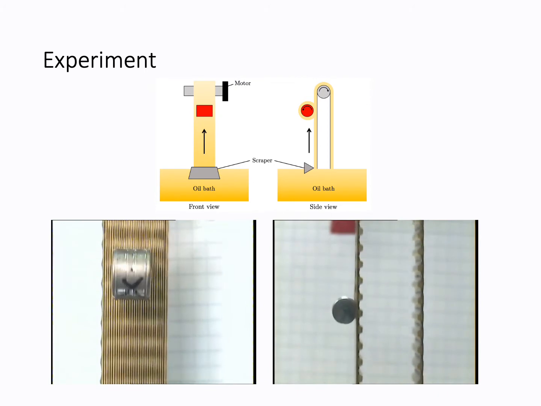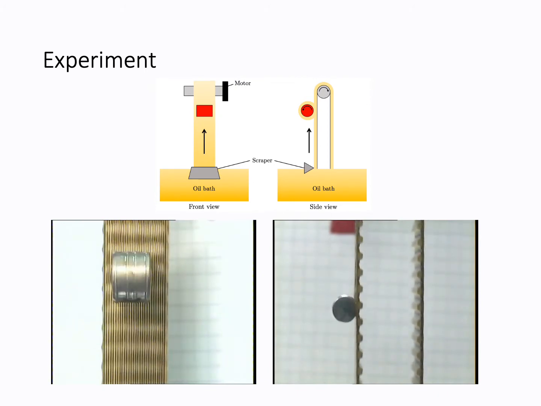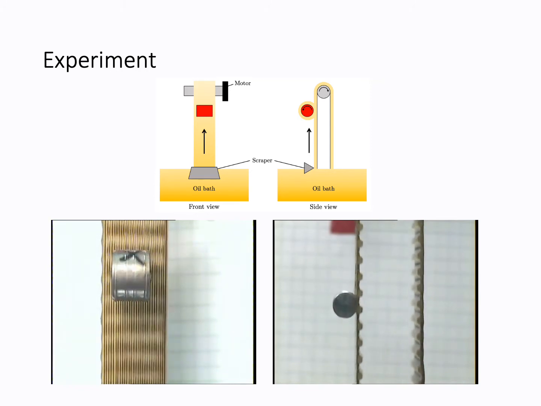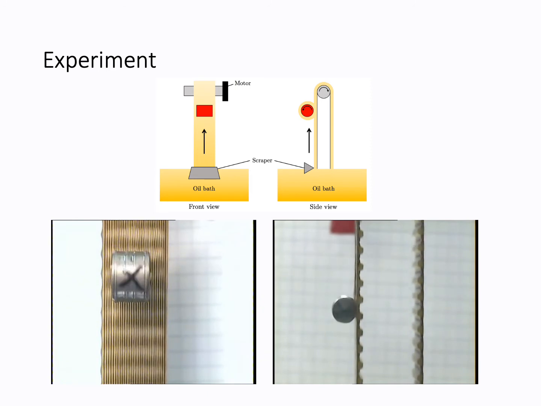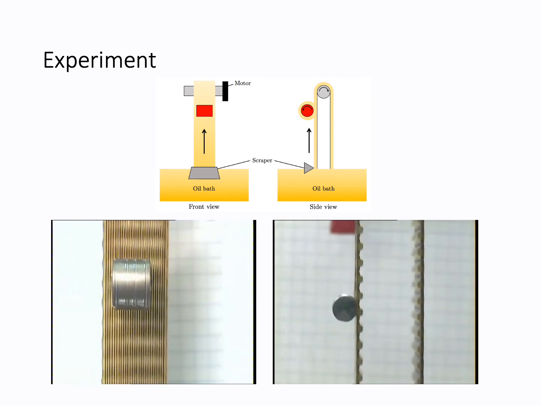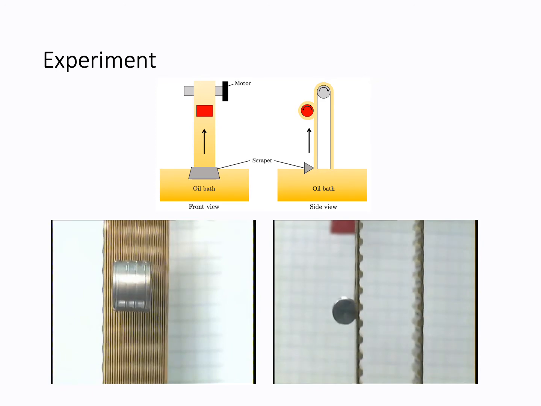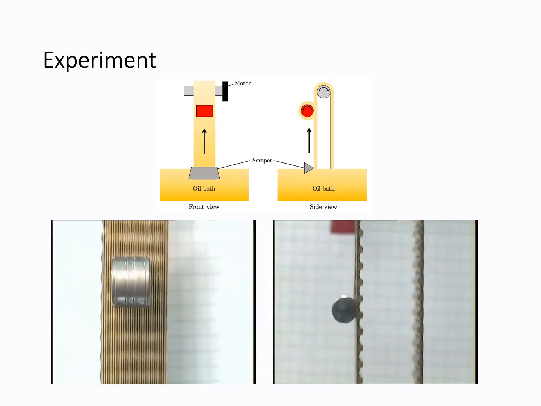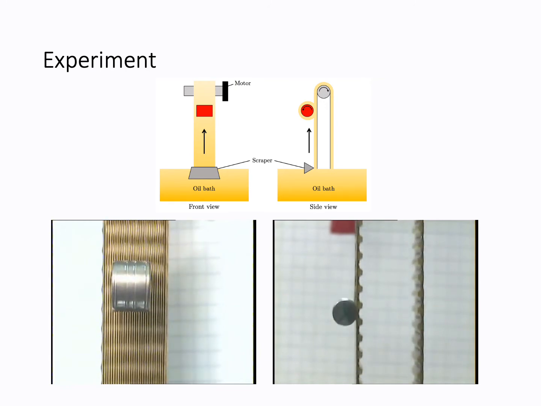Here are some videos of the experiment from the front and from the side. You can see that while the cylinder's centre of mass stays in place, the cylinder is rotating about itself at a constant angular velocity. One additional thing to note is that this rotational velocity is less than the belt velocity, typically by a factor of between 0.3 to 0.6, so there is some slippage here.